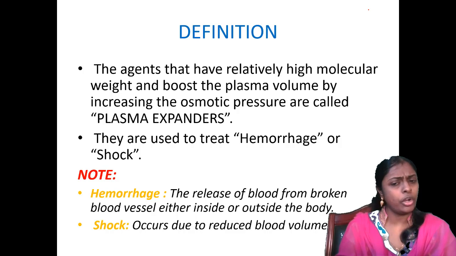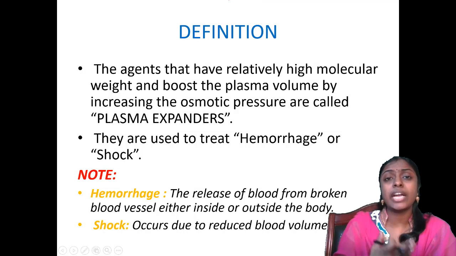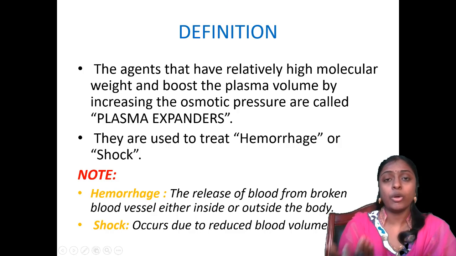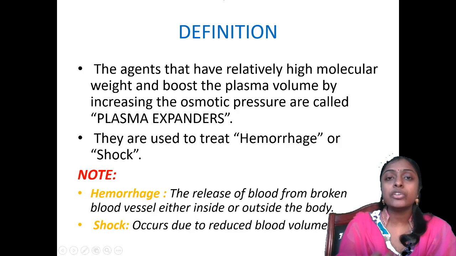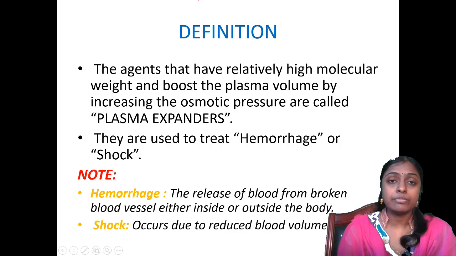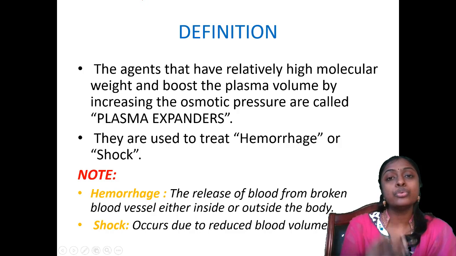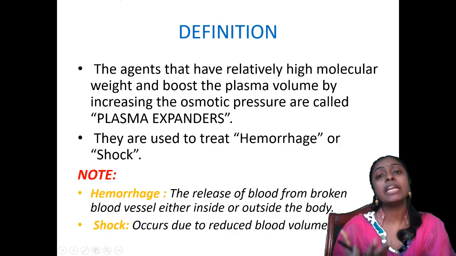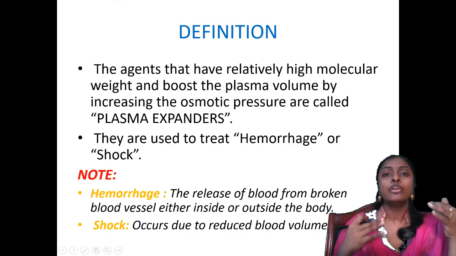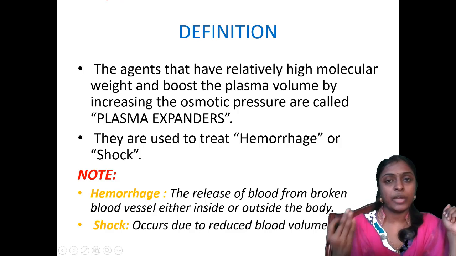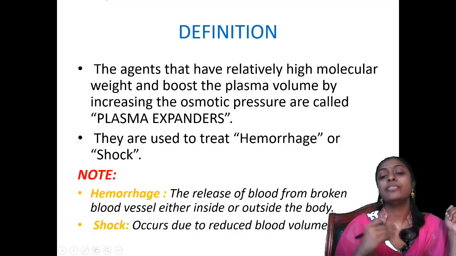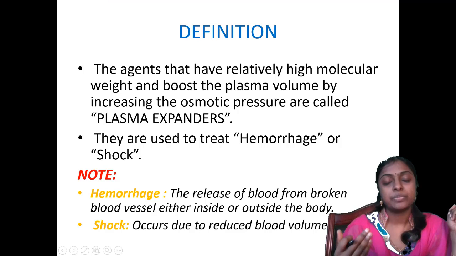What is hemorrhage? Hemorrhage is when there is any cut in any part of a blood vessel, whether externally or internally, and the leakage of blood from that blood vessel is called hemorrhage. And shock occurs due to low blood volume. So the concept of plasma expanders is to increase the blood volume. That's why we give plasma expanders for shock and for hemorrhage.